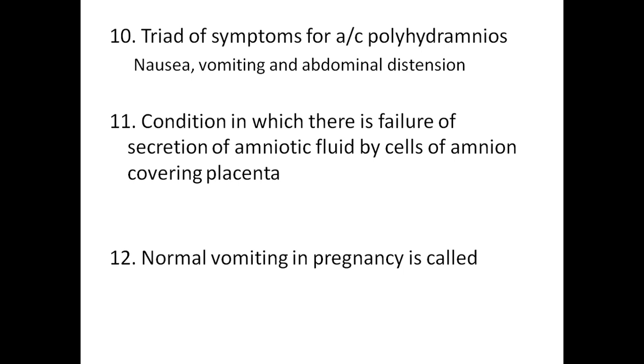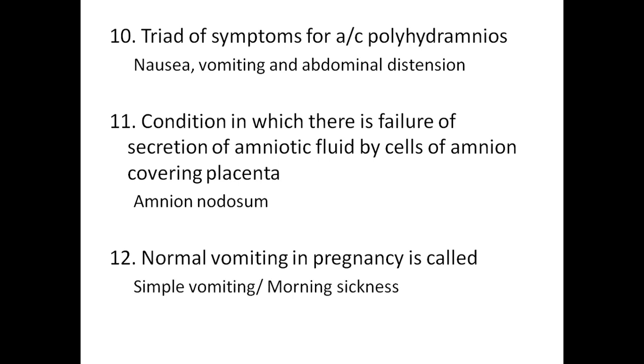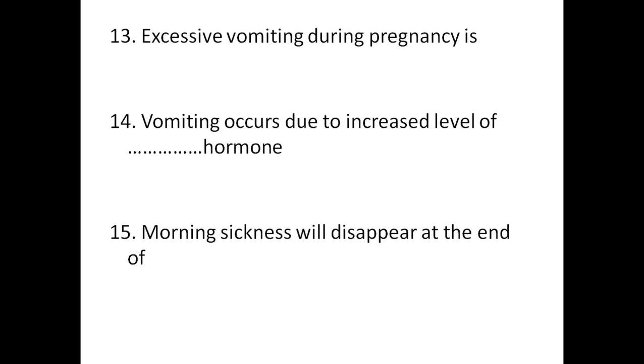The condition in which there is a failure of secretion of amniotic fluid by the cells of amnion covering the placenta is known as amnion nodosum. The normal vomiting in pregnancy is known as simple vomiting or morning sickness. The excessive vomiting during pregnancy is known as hyperemesis gravidarum. The vomiting occurs due to an increased level of HCG hormone. The morning sickness will disappear at the end of third month.